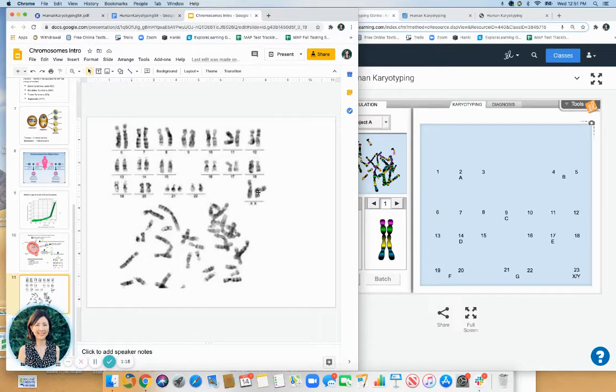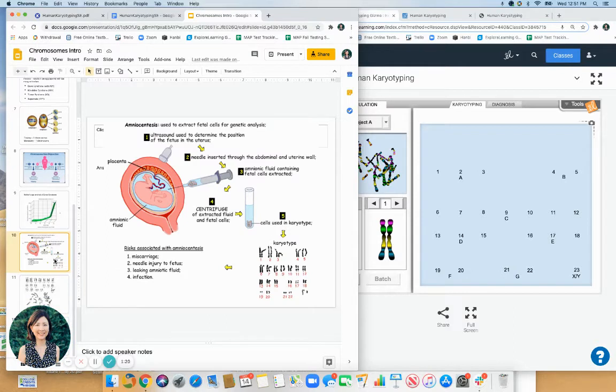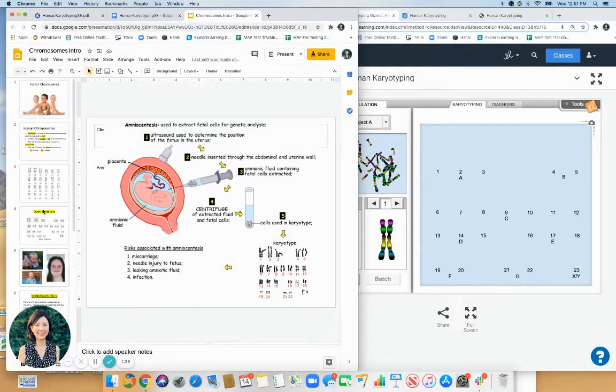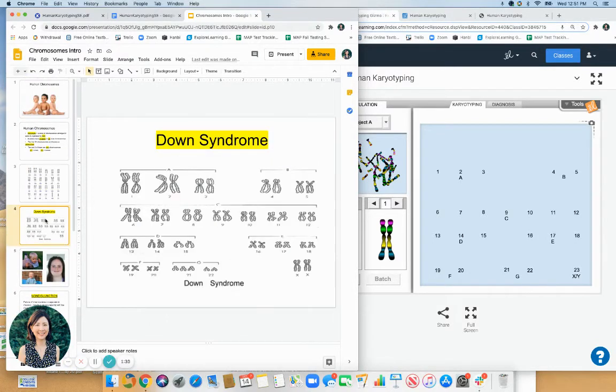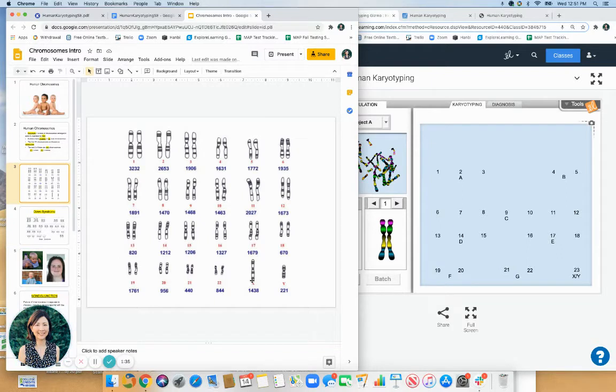And if you are a boy, it would look like this. A big one and a small one, that's the Y chromosome, an X and Y chromosome. So here we have an example. This is an X chromosome, so that's a girl. This is an X chromosome and a Y chromosome, so this would be a karyotype of a boy.